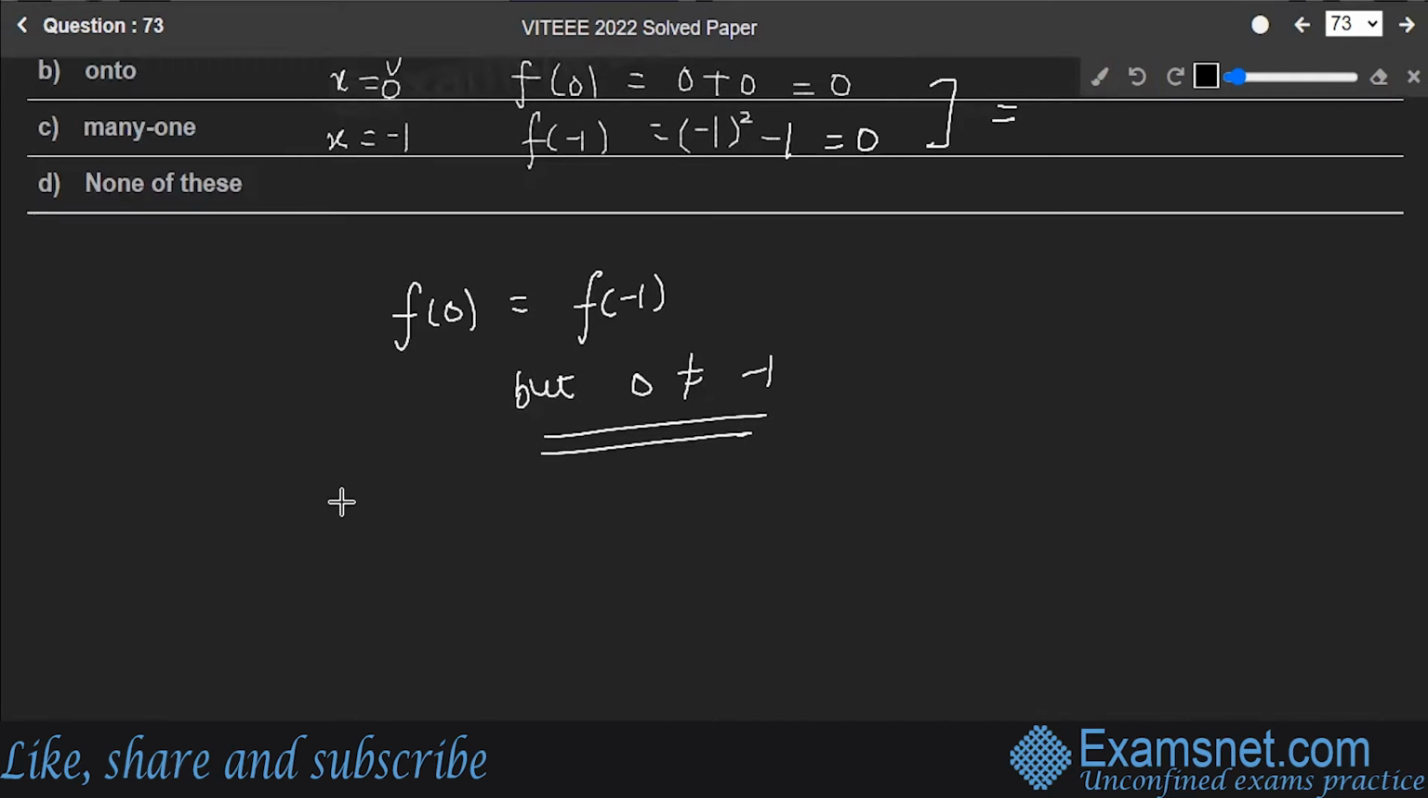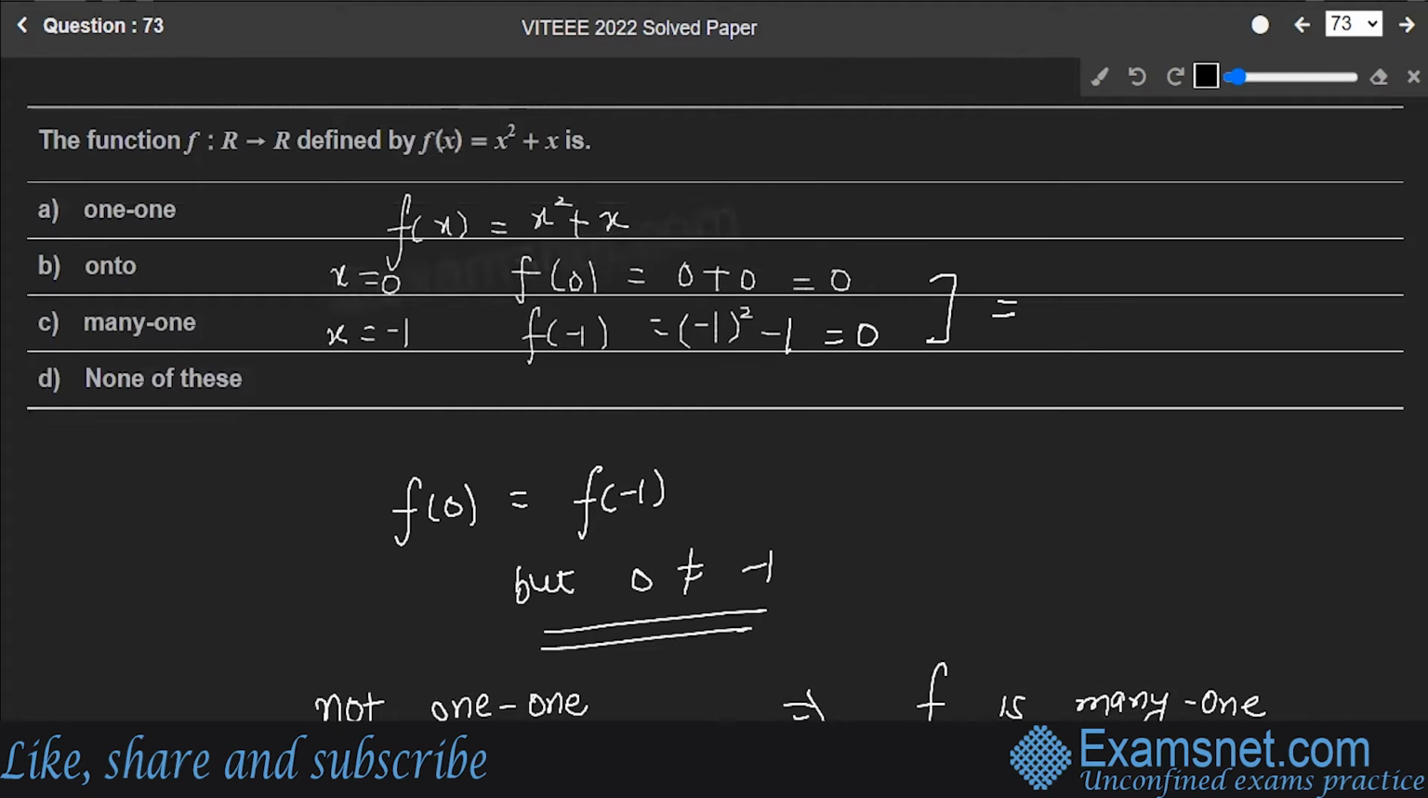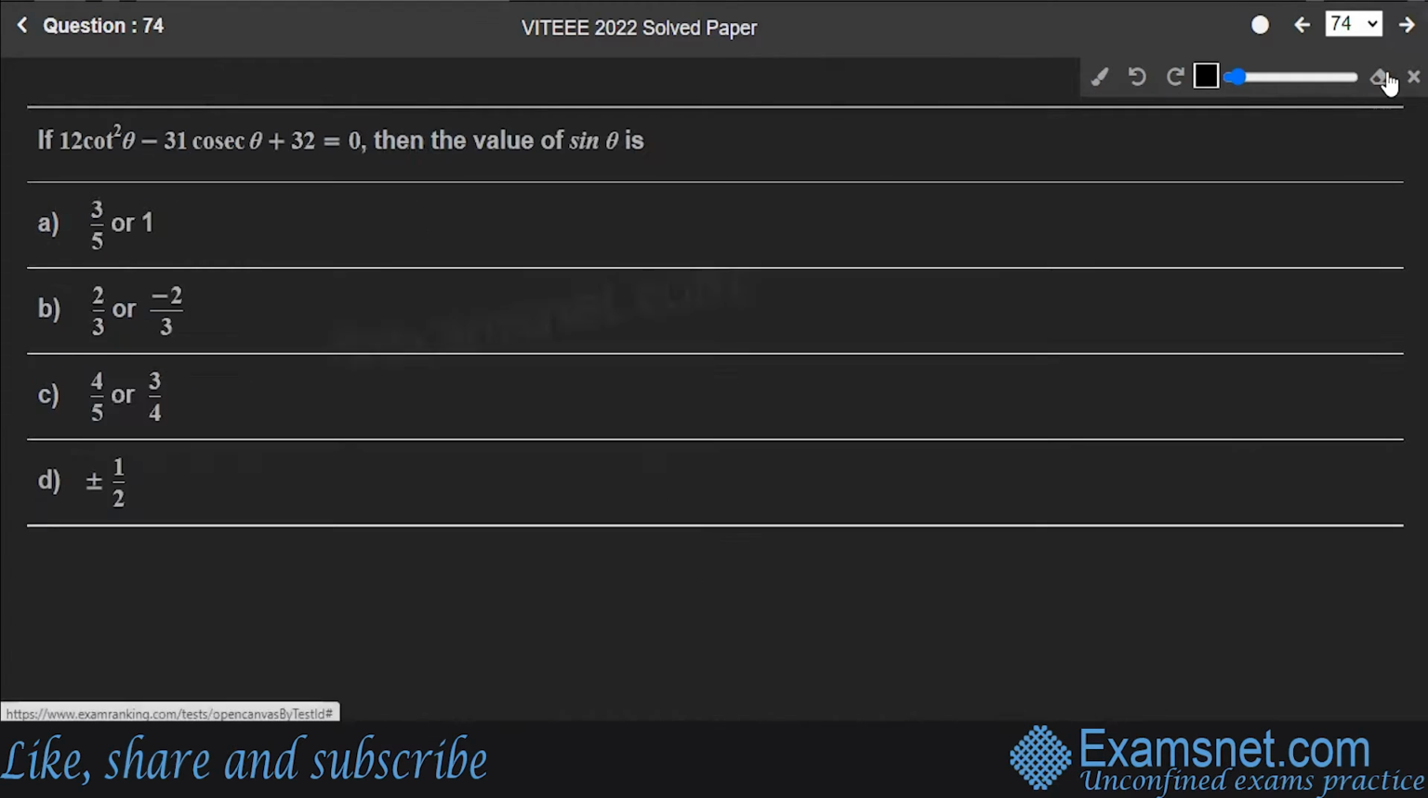This is not a one-to-one function, which means the function is many to one, right? That makes option C the correct answer. Hope you got that. Let's move to the next question, number 74.